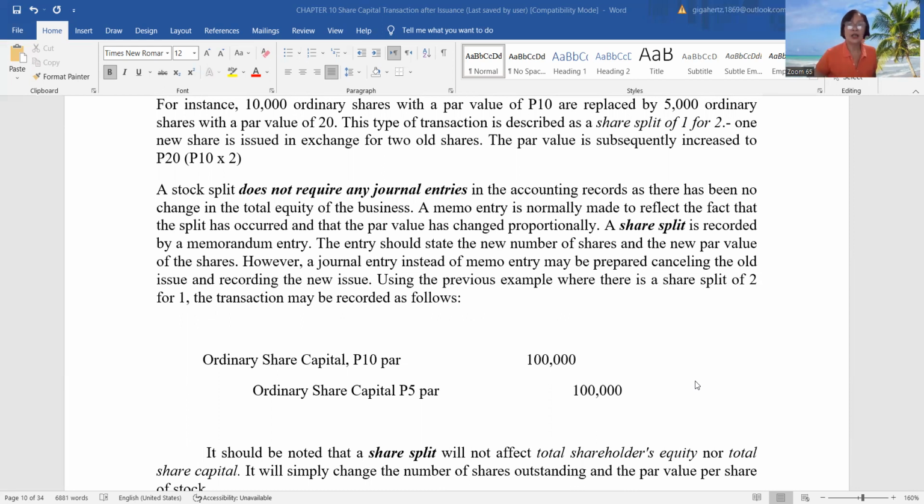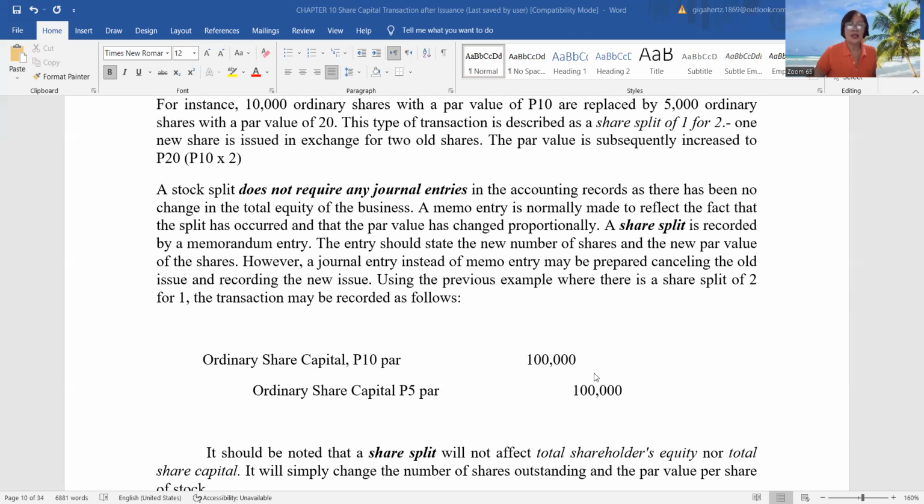And then we credit the ordinary share capital by 5 pesos. Ito pala, sorry ha, this is 2 new for 1 old. 2 new, split of 2 new for 1 old. So, dadami yung outstanding shares, bababa yung par. So, buburahin natin yung old par niya, which is 10 pesos. At ilalagay natin yung bago niyang par, which is 5 pesos. So, magiging yung number of shares nito, magiging 20,000 instead na 10,000.